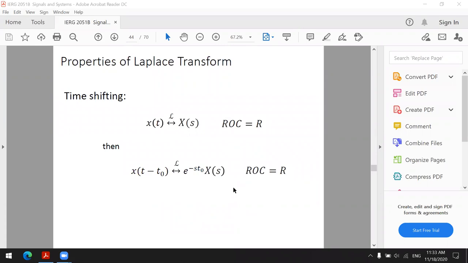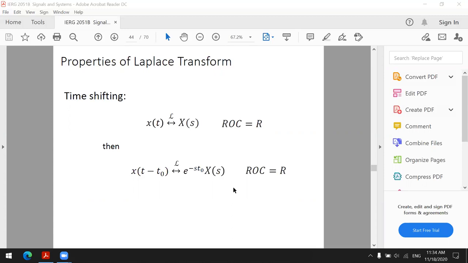Today, let's continue the study of several properties of Laplace transform. The time shifting property. We have a signal x of t whose Laplace transform is X of s. ROC is denoted by R. So R is a subregion or a subset in the complex domain. Then if we shift the signal x of t over time by t0 units, we obtain the new signal x of t minus t0.